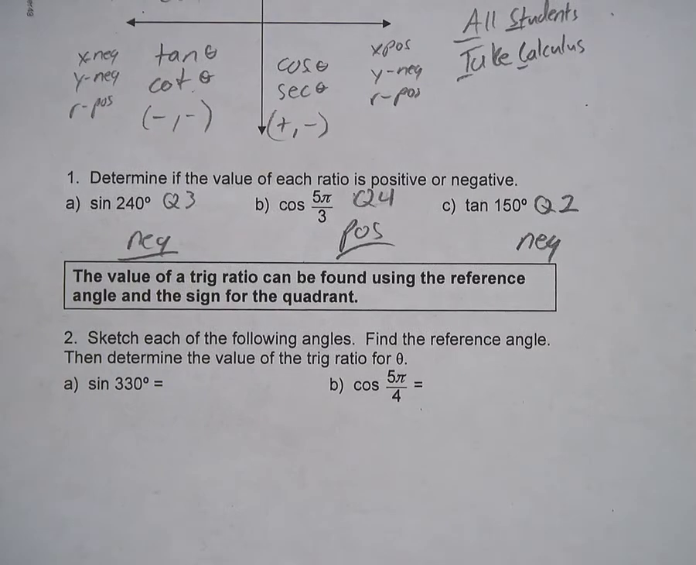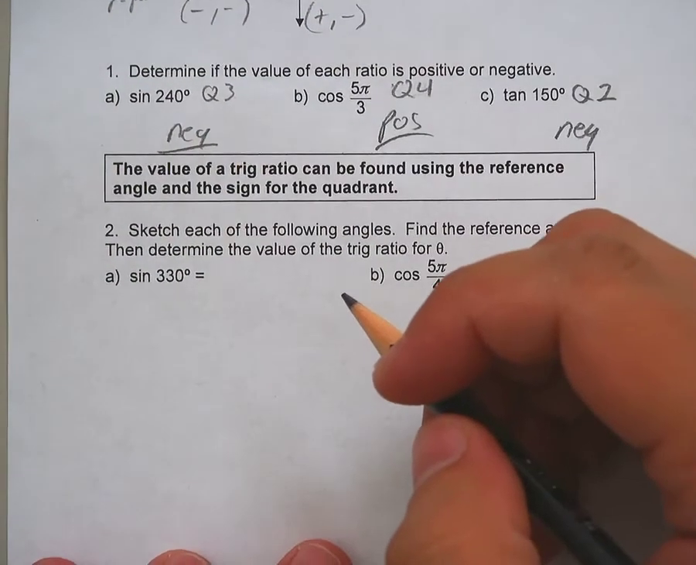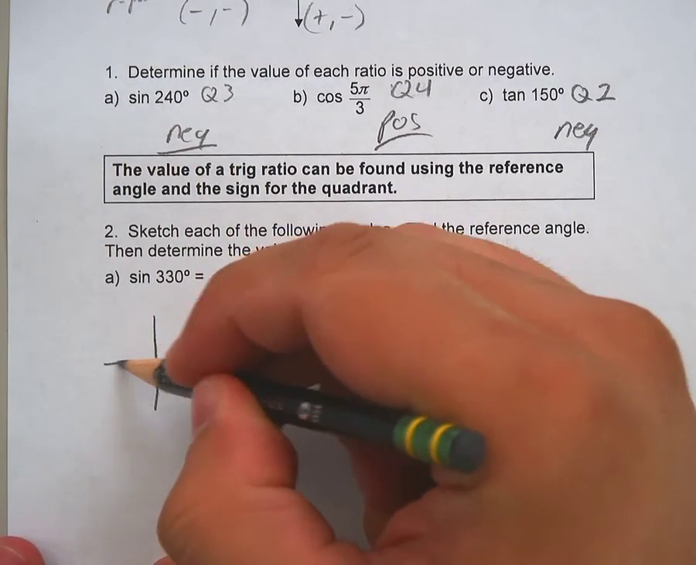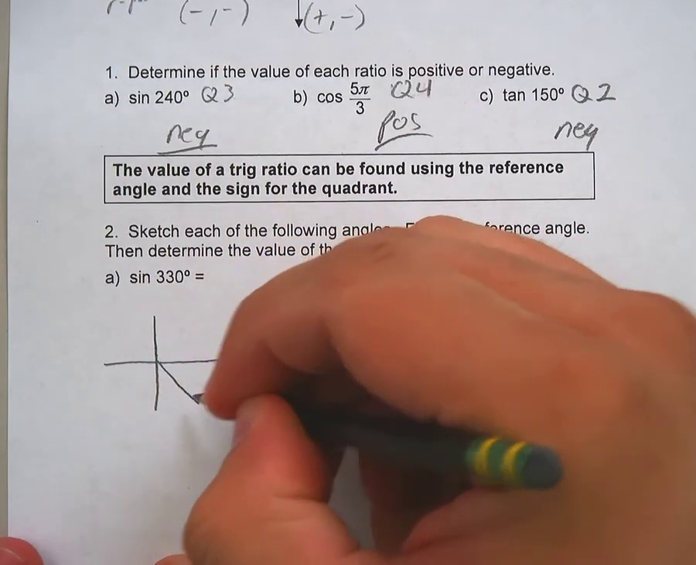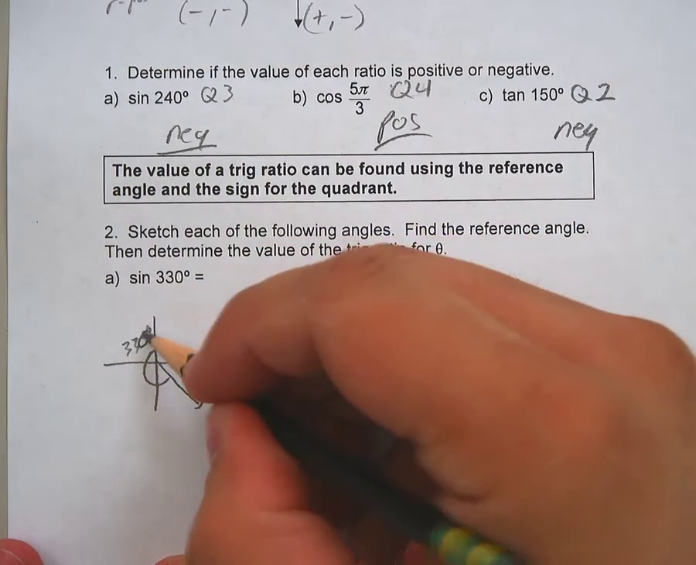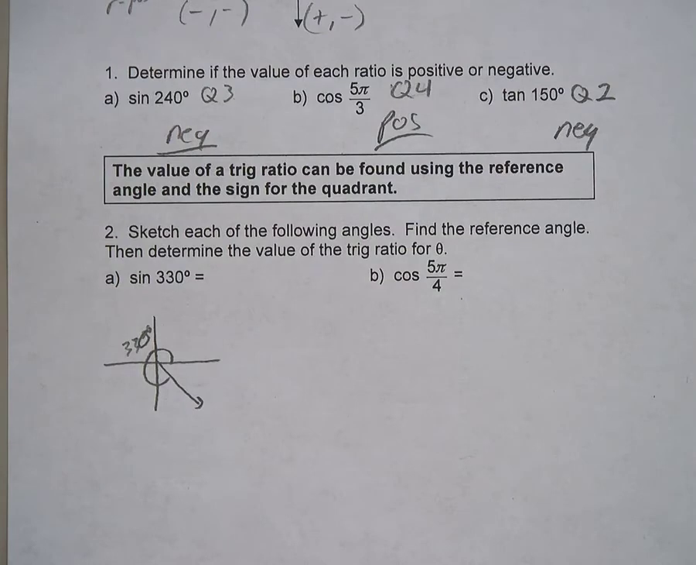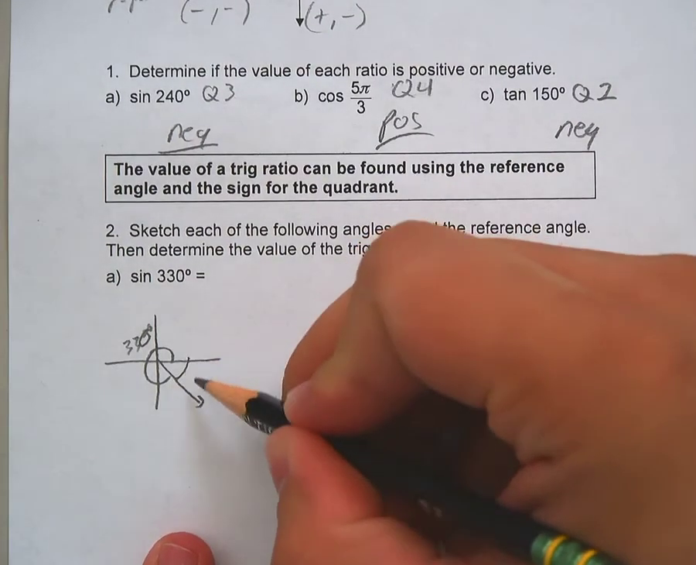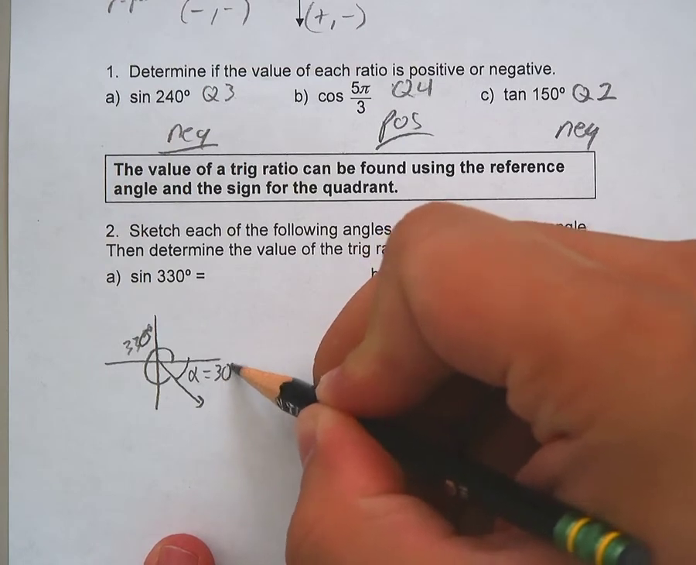Now read this box really quickly. It says the value of a trig ratio can be found using the reference angle and the sign for the quadrant. What? For example, sine of 330 degrees. If you were to draw 330 degrees, it'd be down here, right? There's 330 degrees. What's the reference angle to get you back up here? Alpha is 30 degrees, right?